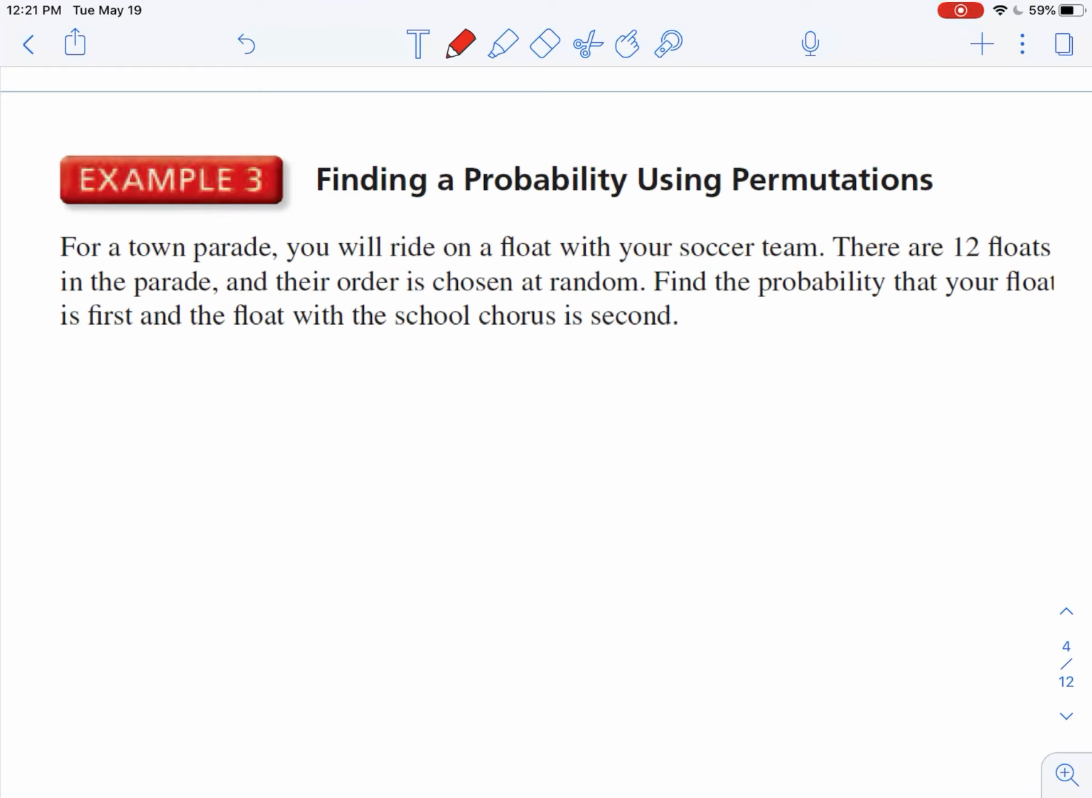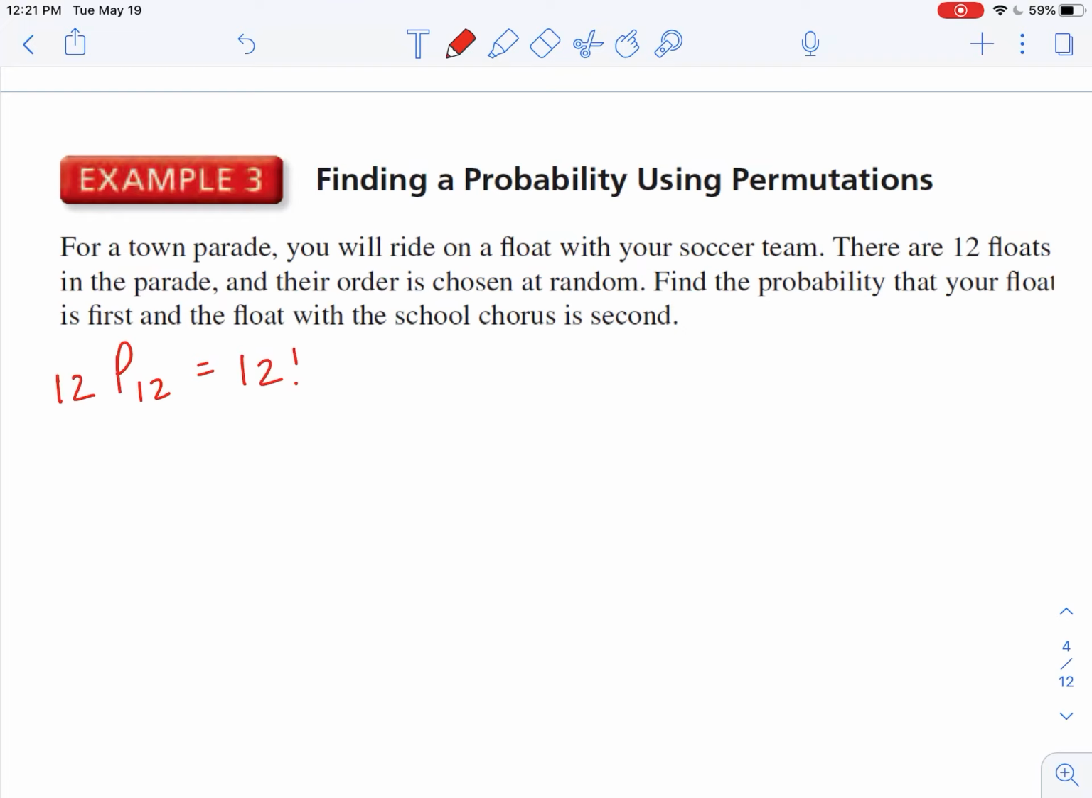So presumably, maybe we want to be first in the parade. Presumably, we want to have the chorus team follow right behind us. And we want to know how many different ways we could expect for that to happen. Well, I can tell you, we first want to know how many different ways we can arrange all 12 floats in the parade. So we're looking at the total number of ways to arrange 12 floats taken 12 at a time. That's going to be our denominator. So 12 objects chosen 12 at a time is simply 12 factorial. Now, the other thing we need to keep in mind is that is the denominator of our probability. That's the bottom of our fraction. But what does the top look like?